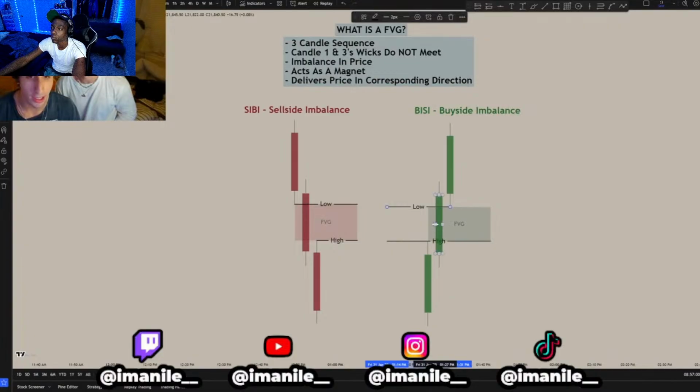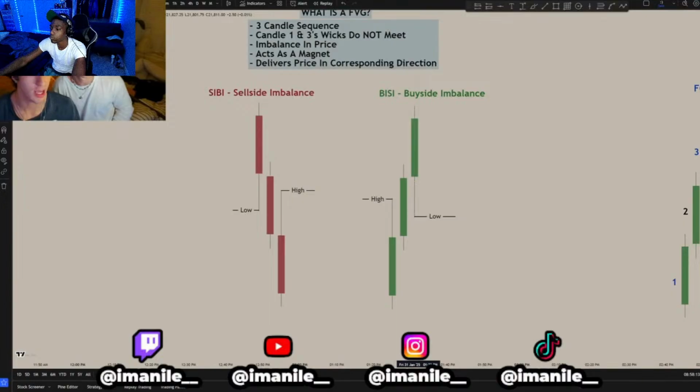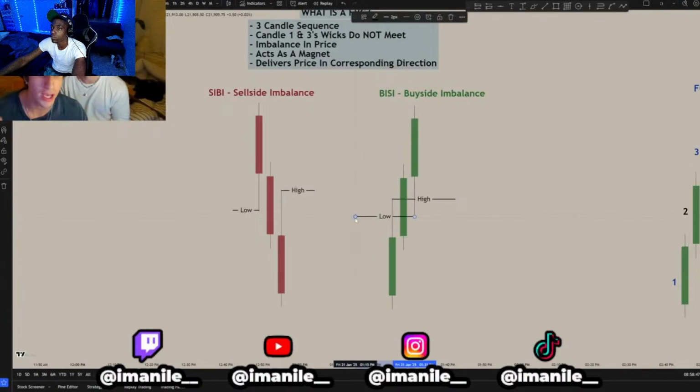So as you can see here, this is not a fair value gap. Why? Because the low overlaps with this candle's high. And as you can see, there's a wick that overlaps, meaning that there's no imbalance in price. And this is not what a fair value gap looks like. And then as you can see here, this is also not an example of a fair value gap because this candle wick's high overlaps with this candle wick's low. So this is not an example of a fair value gap. You need spacing between the wicks.